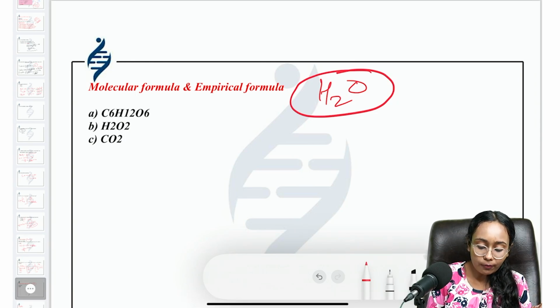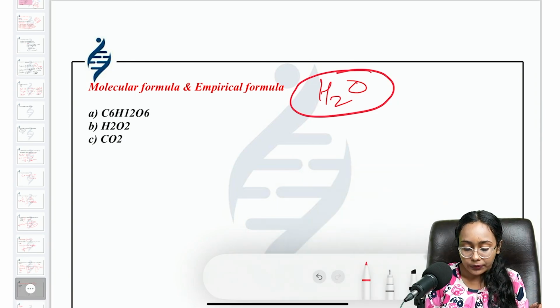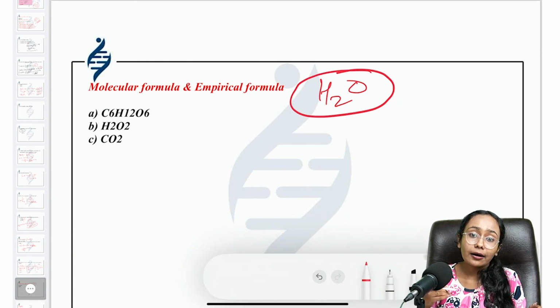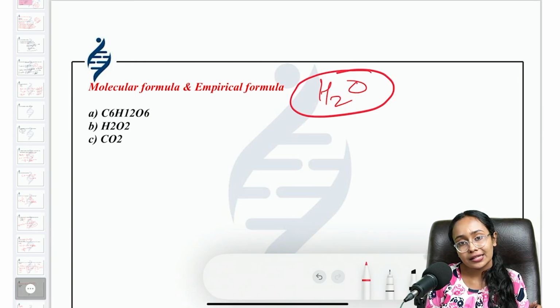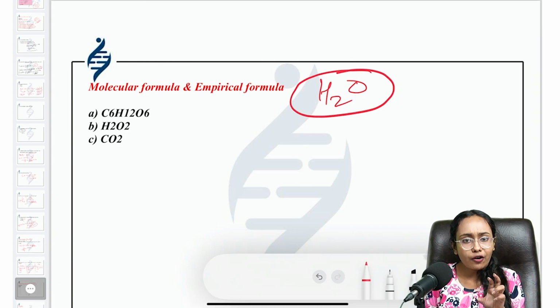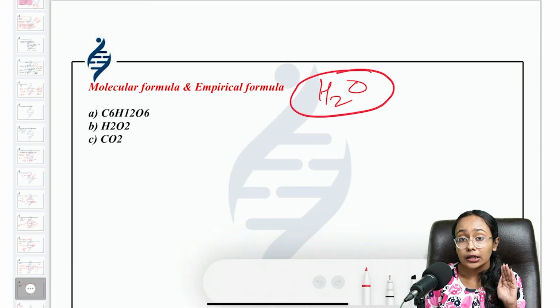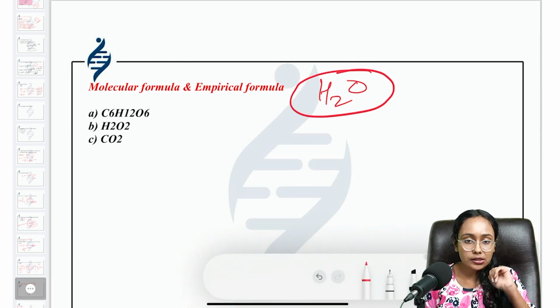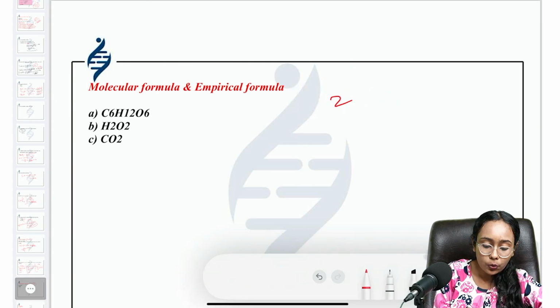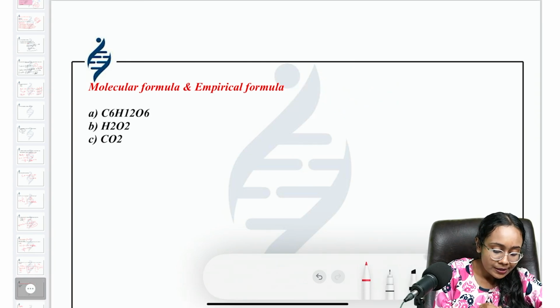Coming to empirical formula. From the empirical formula, you'll understand what atoms are present in a compound, but you'll never know the exact number of atoms present in a compound. Rather, you'll get to know a whole number ratio of the atoms present in a compound. Let's do a few problems.